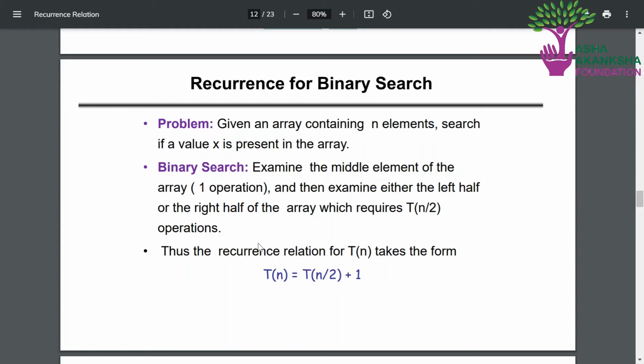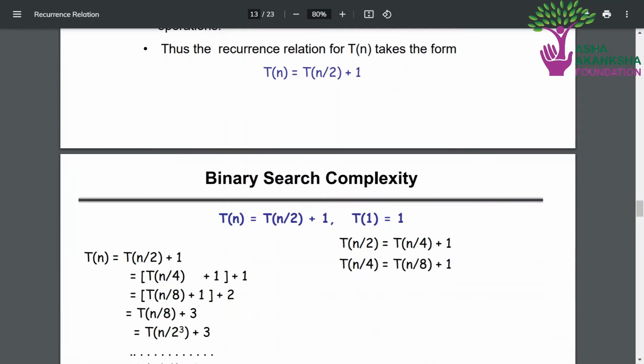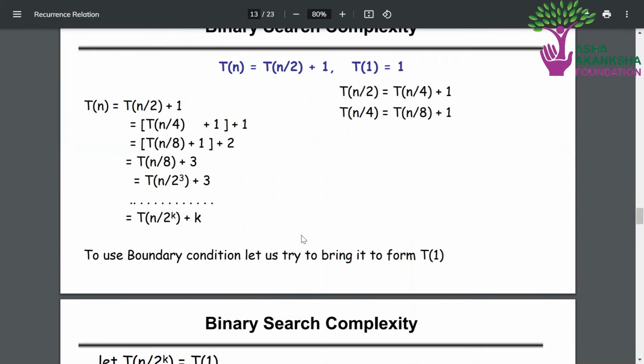Thus the recurrence relation for the binary search will look like T of n equals T of n by 2 plus 1. We have not solved anything like this before, so we will solve this recurrence relation. We can simply say that T of n equals T of n by 2 plus 1. We can expand this by putting the value of n as n by 2, and this will become n by 4. So we will put the value of T of n by 2 over here. We'll get T of n by 4 plus 1, and this plus 1 is from here.